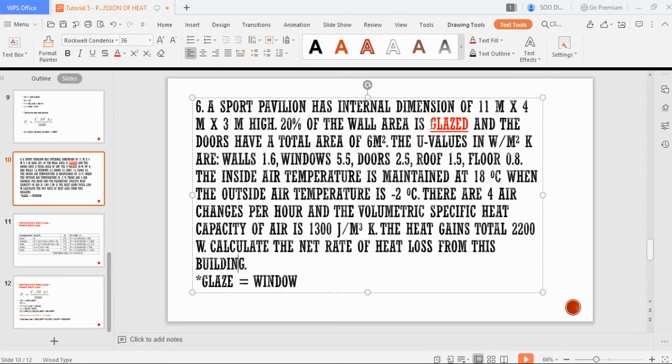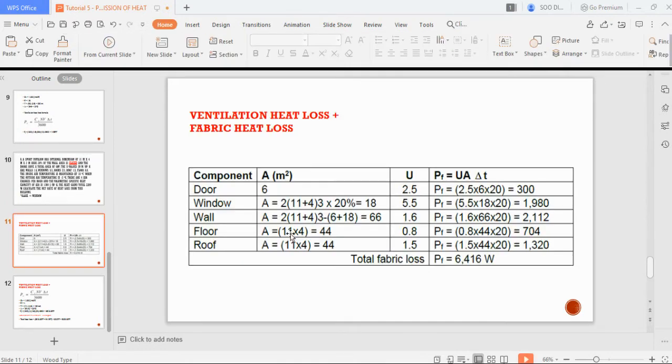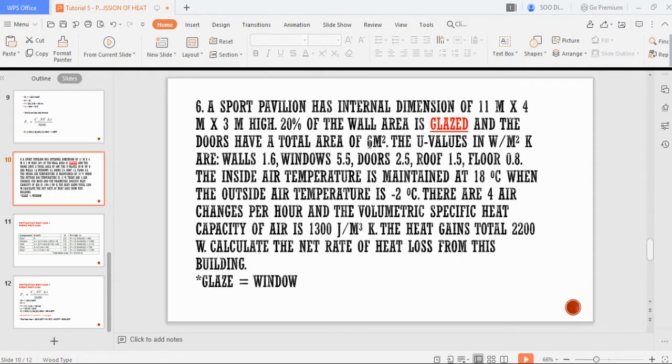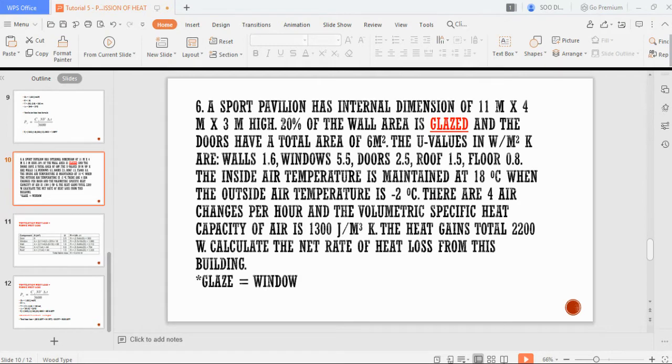So in this case, when the question mentioned glaze, this is a window. Okay, so first off you have to find out the total heat loss, because there's a fabric heat loss in this building, so you have to find out first. There's a lot of material in this building. So for the door, it's a 6 meter square. So you put it in, and then for your window, you know that your window is 20% of the wall area.